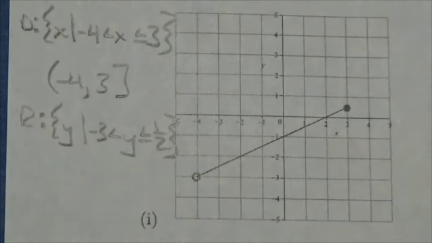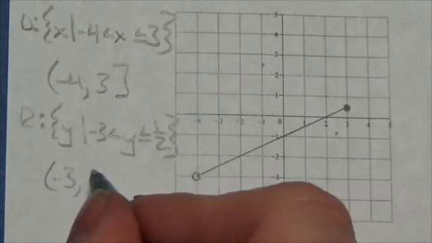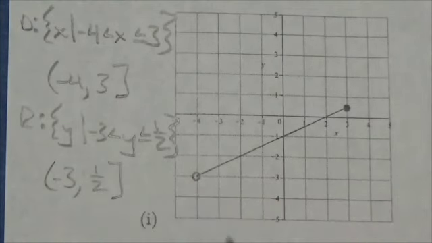So now that will be soft brackets on the -3, hard brackets on the half to indicate that we include the half, but we're not including the -3.